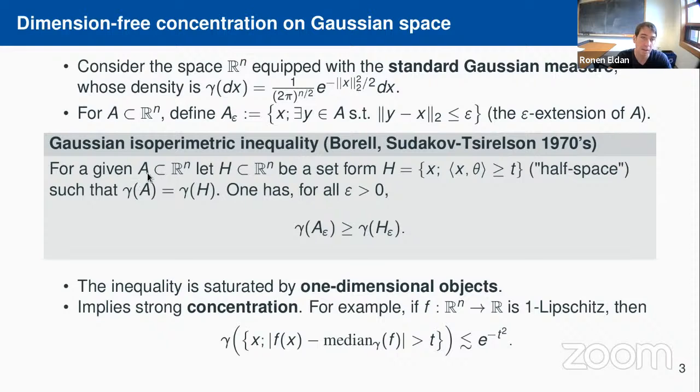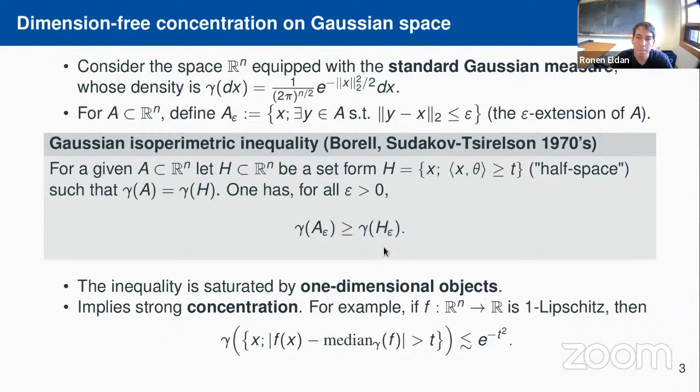To be more precise, for any set A, if I take a set H, which is a half space in our space defined by some affine inequality, and I take H so that the measures of A and H are the same, and then I consider the measure of the epsilon extensions of both A and H, we will always have that H minimizes the measure of the epsilon extension. When epsilon is small, you can think of this as some kind of notion of surface area.